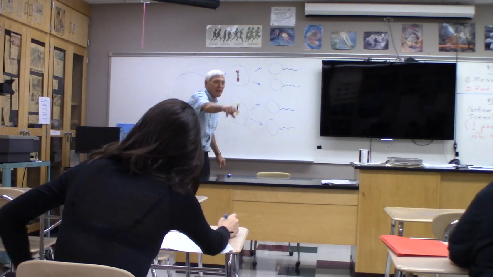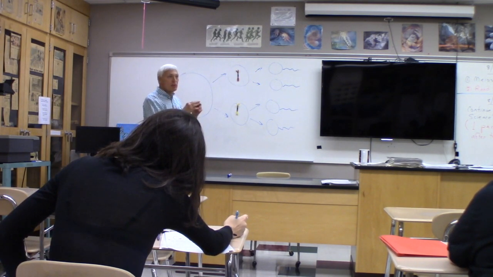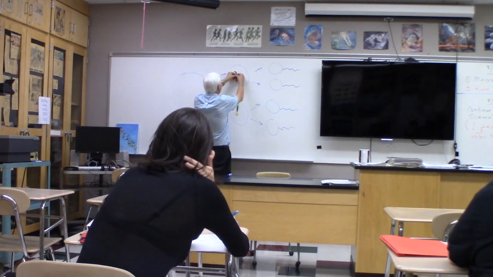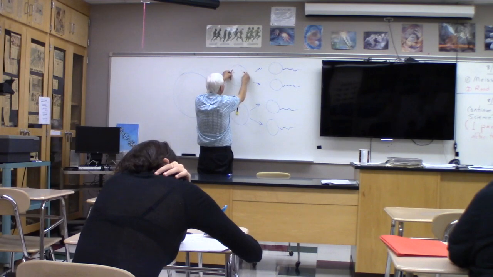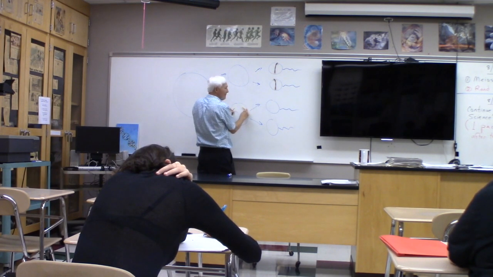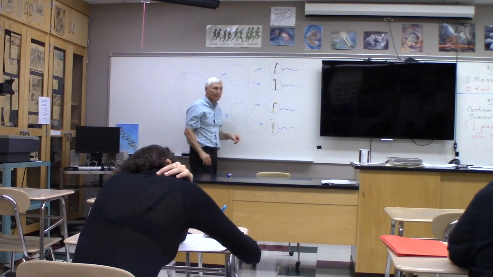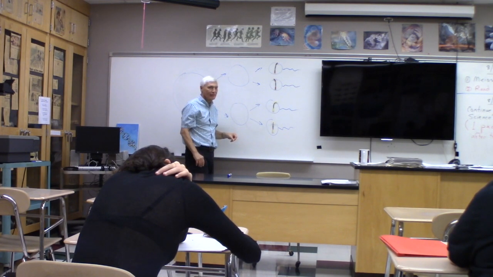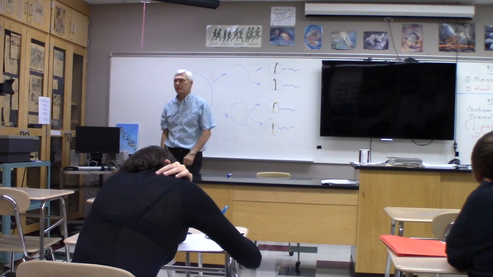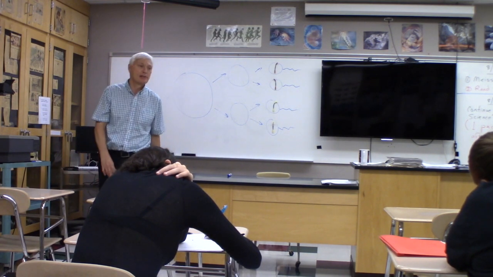Angie, what's going to happen? They're going to split. Those chromatids are going to pull apart. So we're going to have this happening, like this, and then like that. Okay? So go ahead and draw that. It's like this, the basics of meiosis.